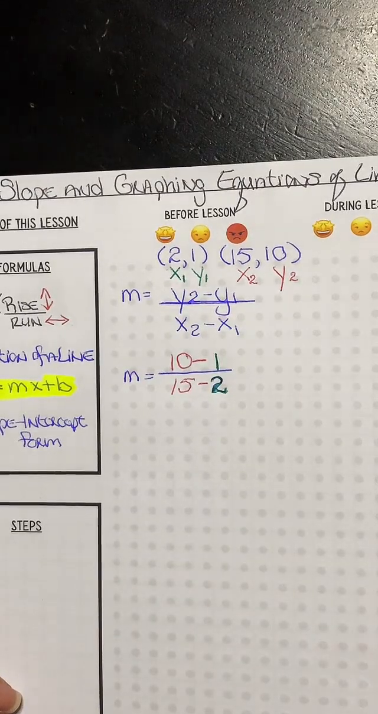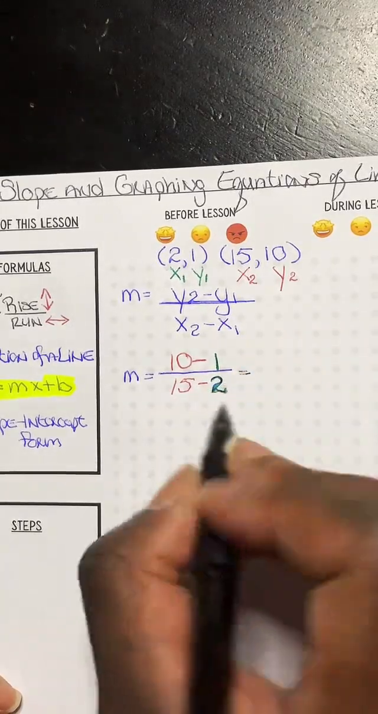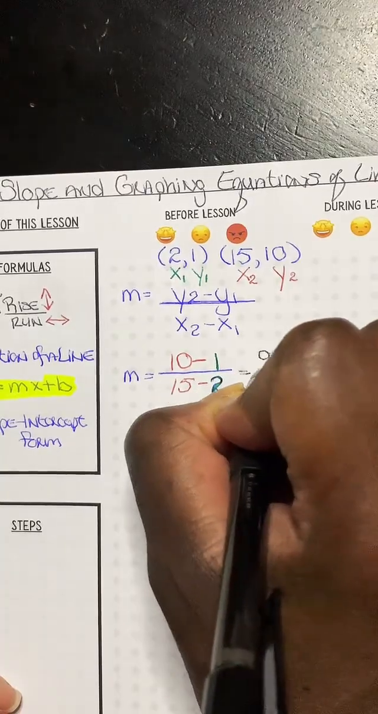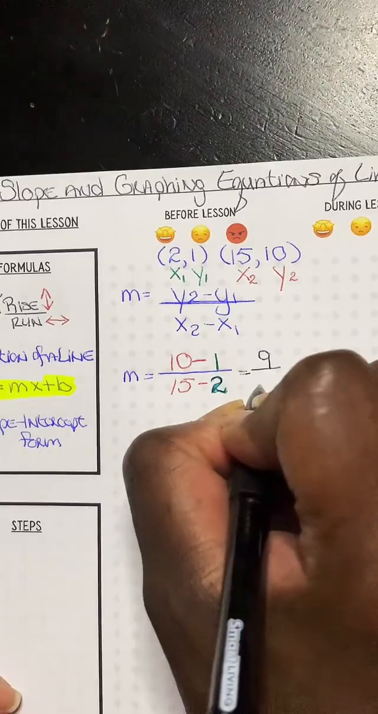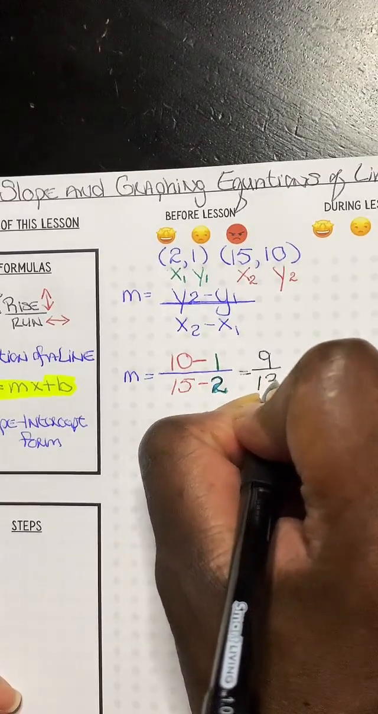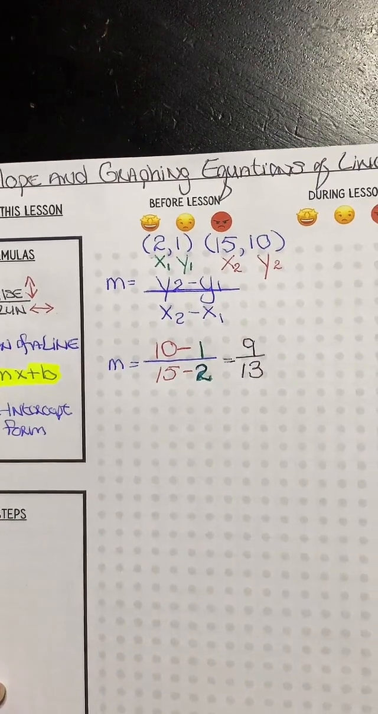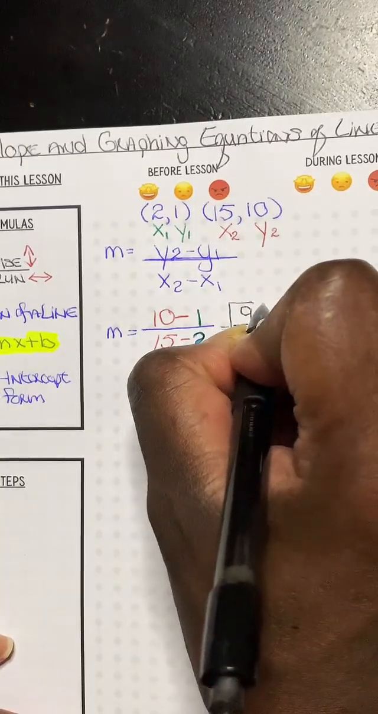So now let's put it all together. Let's do a little bit of math. So we have 10 minus 1, not to insult you, but that's 9. Then 15 minus 2, not to insult you, that is 13. So my slope is exactly that, 9/13.